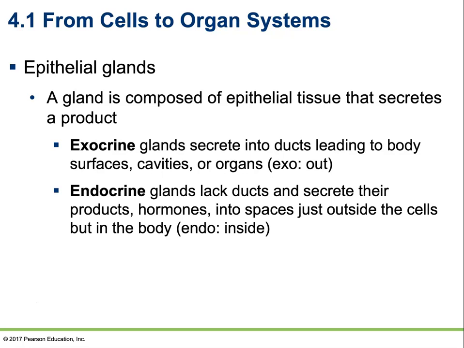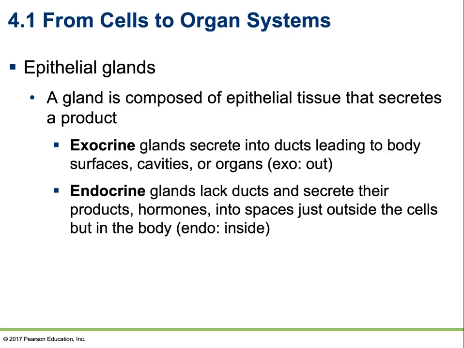Endocrine glands lack ducts, and they secrete their products, specifically hormones, into spaces just outside the cells but inside of the body. Salivary glands would also be an example of exocrine glands. Nasal mucus, that's all going to be secreting out of the body or to the body surfaces or to the cavities or to the organs. Endocrine glands don't have ducts. They're going to be just sort of leaching their particular product into the space just outside the cells, but inside of the body. So they're going to be going into the interstitial fluid found in between the cells.